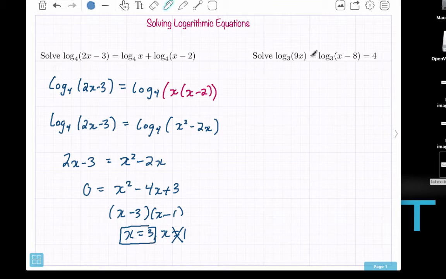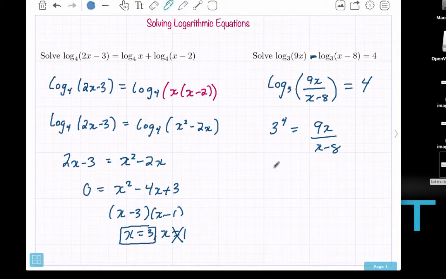Solve log base 3 of 9x minus log base 3 of x minus 8 equals 4. I'm sorry, this should be a minus here. Here we go. And we're going to solve this equation. So using properties of logarithms, we can say log base 3 of 9x over x minus 8. That's our definition, so we go ahead and use that, and that equals 4. Now, using the properties of exponents, we know that 3 to the 4th power is going to equal 9x over x minus 8.